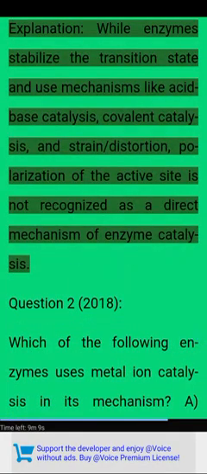Explanation. While enzymes stabilize the transition state and use mechanisms like acid-base catalysis, covalent catalysis, and strain distortion, polarization of the active site is not recognized as a direct mechanism of enzyme catalysis.